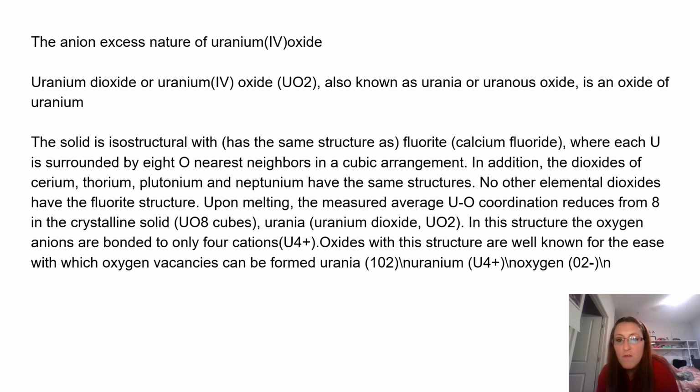No other elemental dioxides have the fluorite structure. Upon melting, the measured average U-O coordination reduces from 8 in the crystalline solid, UO8 cubes, to 6 in the liquid. In this structure, the oxygen anions are bonded to only 4 cations, U4+. Oxides with this structure are well known for the ease with which oxygen vacancies can be formed.